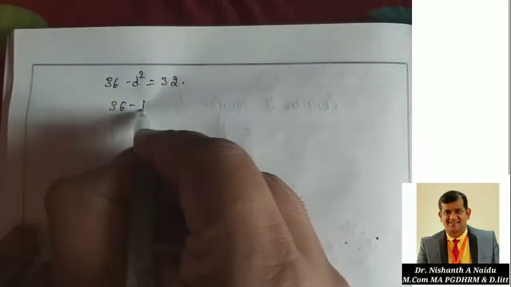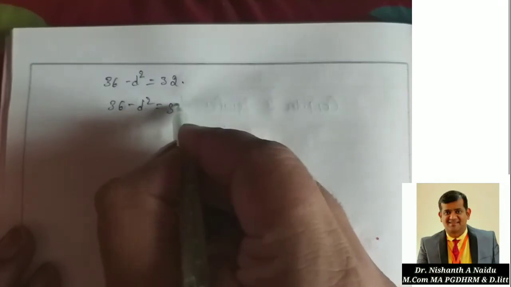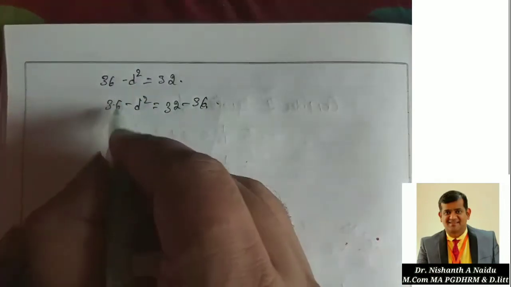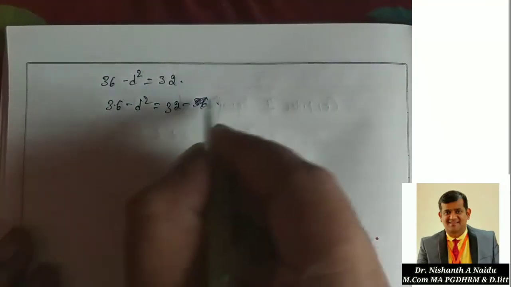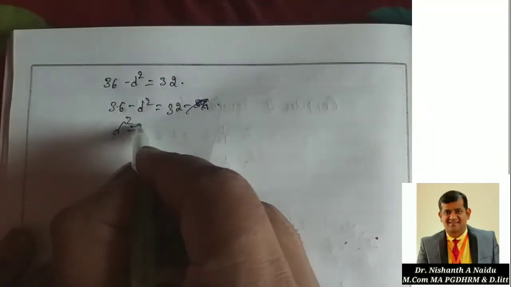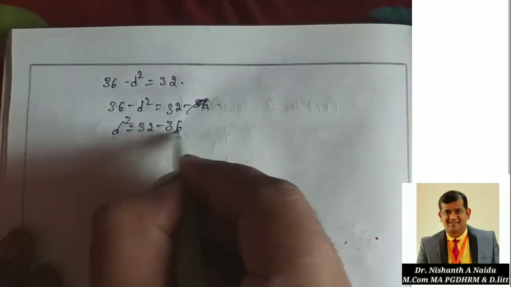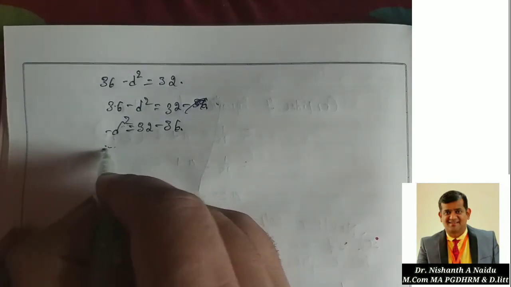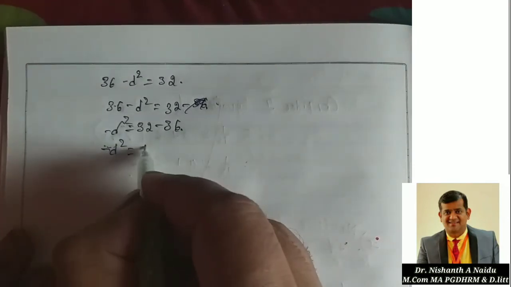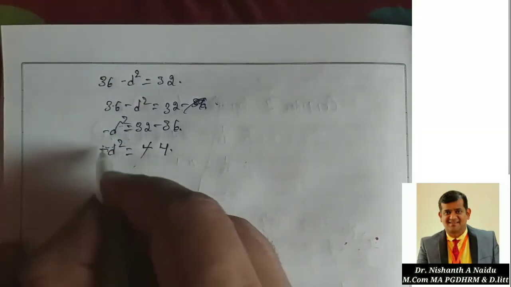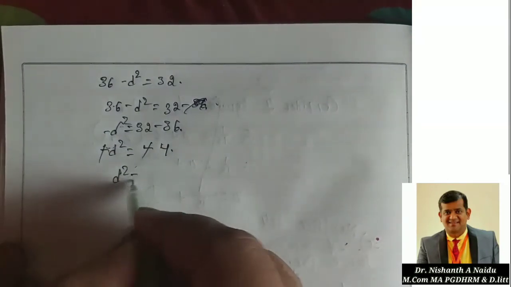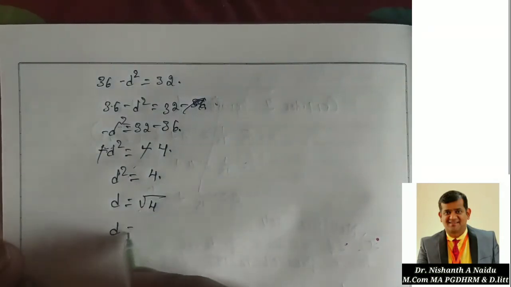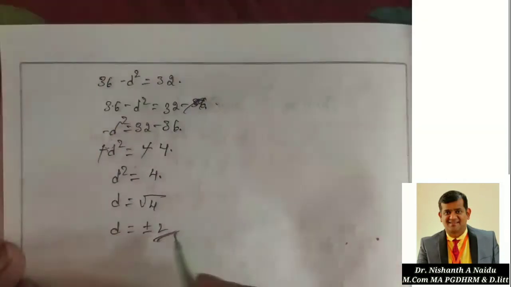So 36 minus D square equals 32. So this 36 I am taking this side. So minus D square equals 32 minus 36, so minus D square equals minus 4. So minus gets cancelled. D square equals 4. So D equals root 4. So D equals plus or minus 2.